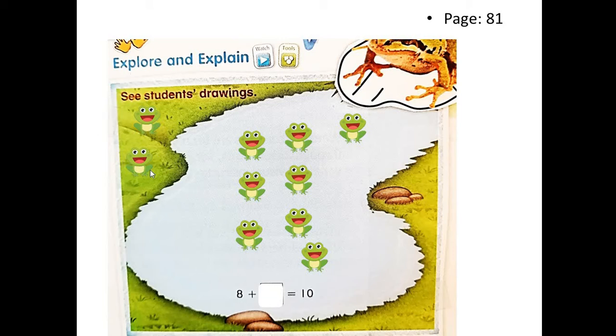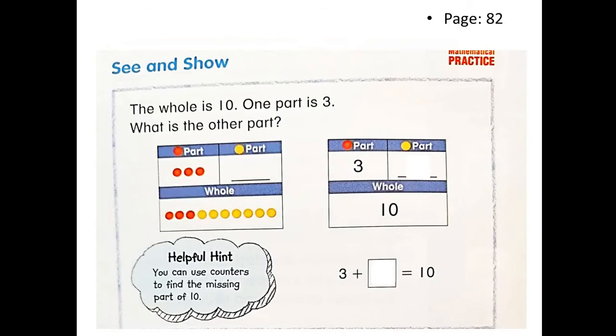This is the missing part. We have only two, right? Like this. So we will write 2 here. This is the missing part. 2 is the missing number. We know it now. Very interesting, right?